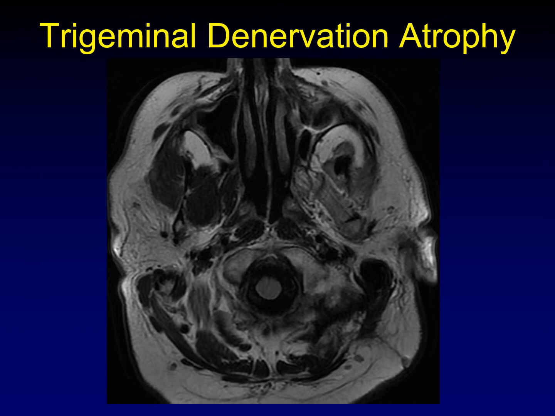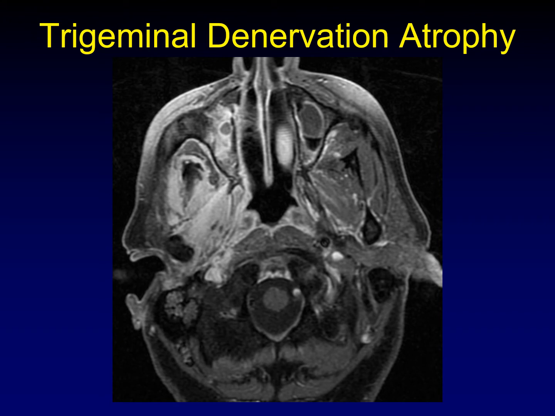Although the trigeminal nerve is predominantly a sensory nerve, there is a motor component, and when the trigeminal nerve is injured, you get denervation atrophy of those muscles. So if you look on the right here, these are robust, normal-looking muscles of mastication, but on the left, they are diminutive and flimsy, and they have abnormal signal centrally. That's the look of denervation atrophy.